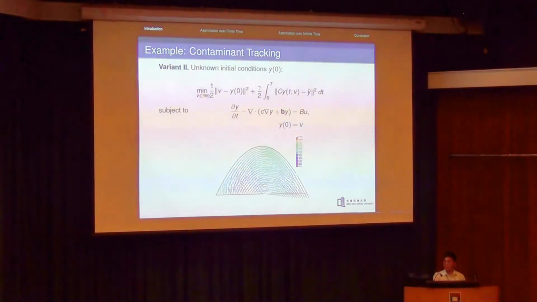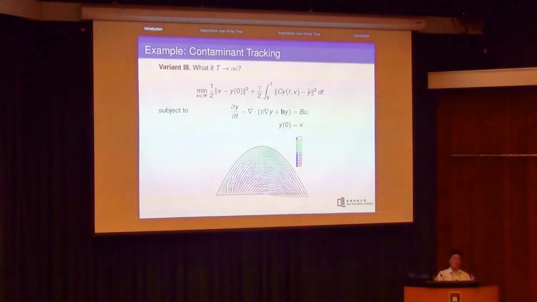And I choose the V that minimizes the discrepancy between the observed data and the predicted one. Here there's a regularization term, so I assume that I have some sort of initial approximation of what the initial conditions would be, but of course that's not the right one. It doesn't match the data, so I'm trying to choose the one that makes it better.